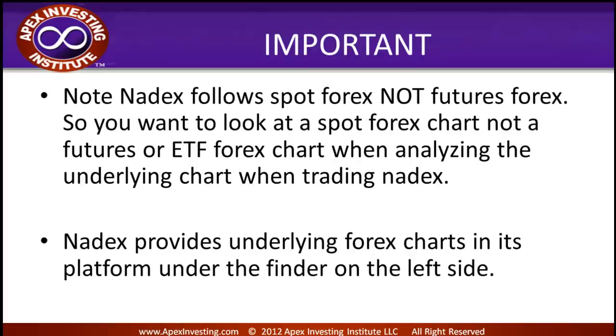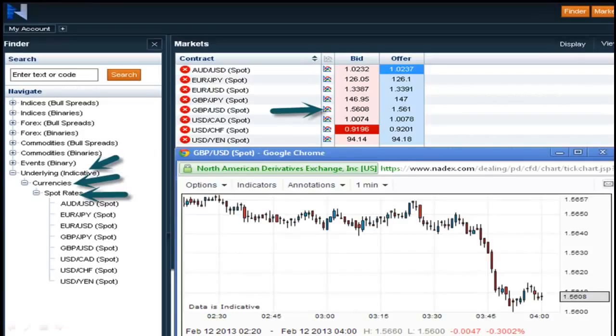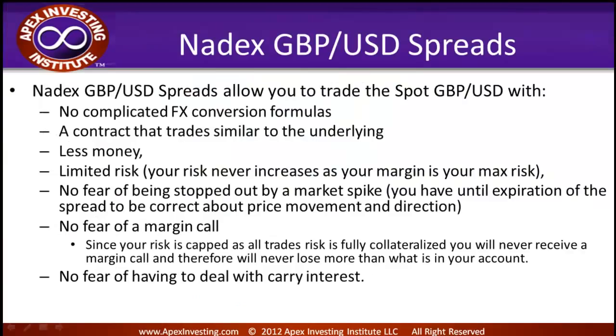Nadex provides underlying Forex charts in its platform under the Finder on the left side. You can see it over here under Finder. Simply click on the underlying, then currencies, then spot. Click on spot rates, and they'll appear right here. And then you can click on any of the chart buttons and actually look at the FX charts inside the Nadex platform. Since spot is over the counter, Nadex is able to provide you charts for this. They're not able to provide charts of the direct underlying for commodities and futures.